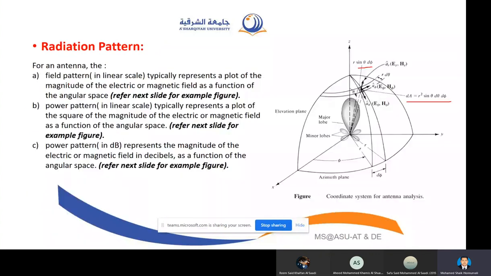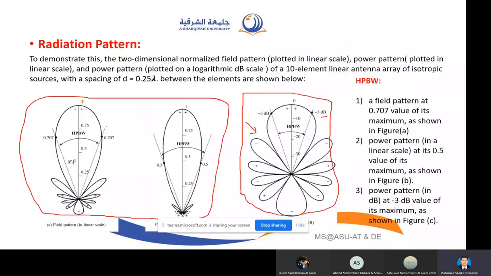So the more clear explanation is written here for you to study. For an antenna, the field pattern typically represents a plot of the magnitude of the electric or magnetic field as a function of angular space. So see this example here. This is the example of field pattern.